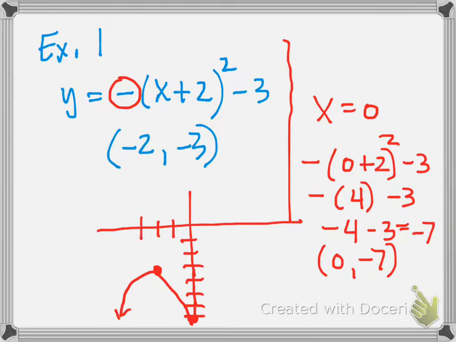You could pick other points, like you could plug in -3. -3 plus 2 is -1. -1 squared is 1 times a -1 is -1. -1 subtract 3 is -4. So a point on the graph would be -3, -4. That would be a point on the graph. You could do that like with a table of graphs.